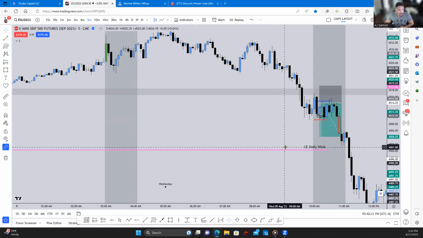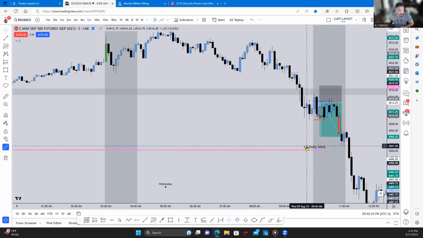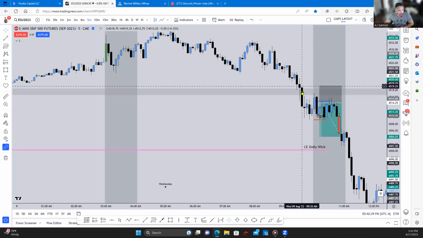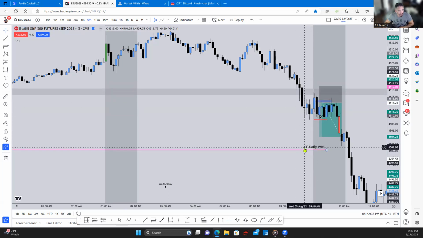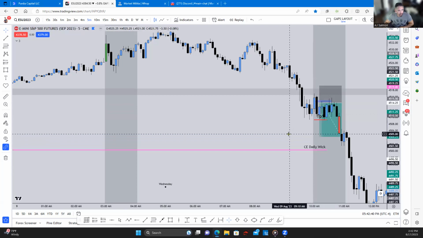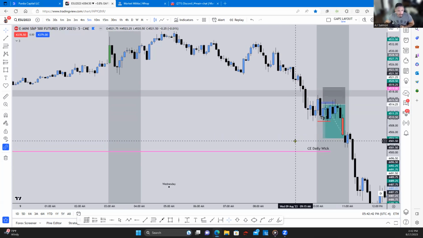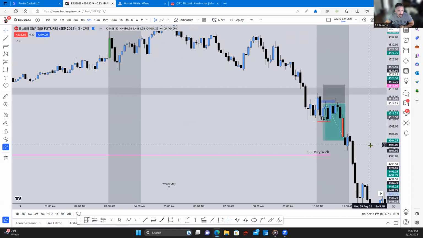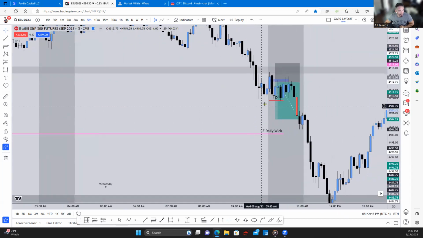Okay. For me, the draw on liquidity this day, Wednesday, August 9th, 2023, was the consequent encroachment of this daily wick. So when we were pushing down here, my idea was, and the draw on liquidity was 50% of this daily wick. Okay. So don't take my word for it. Go back and look at it from the daily time frame.